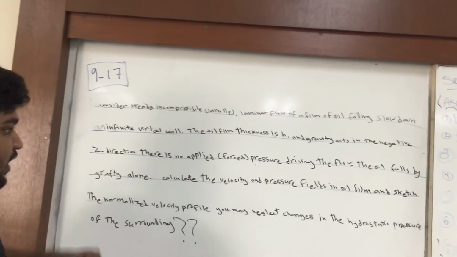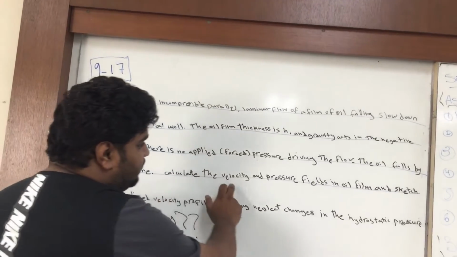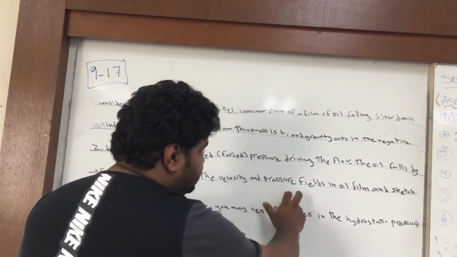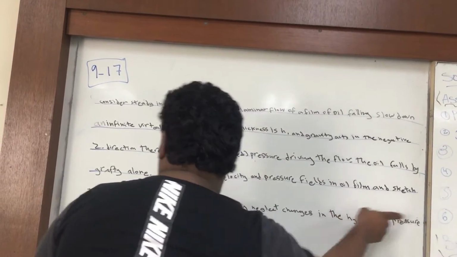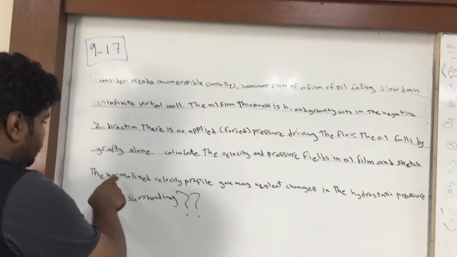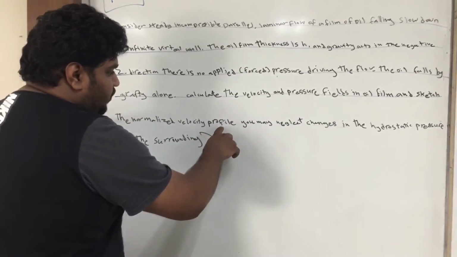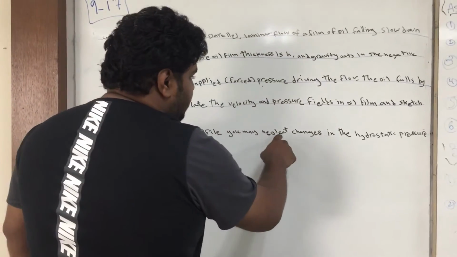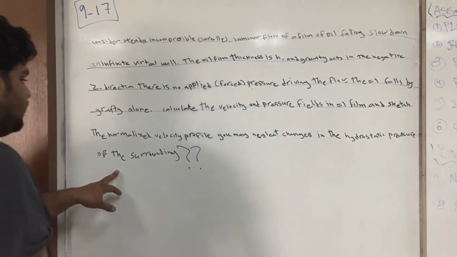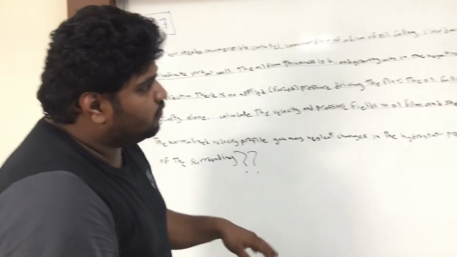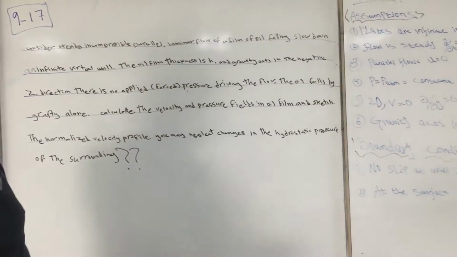So in this question we need two things. First, we need to calculate the velocity and the pressure, and the second is the film thickness of the oil, and also sketch the velocity profile for the film. You may neglect change in the hydrostatic pressure of the surrounding. So now I'm going to pass the explanation of the solution to my friend.